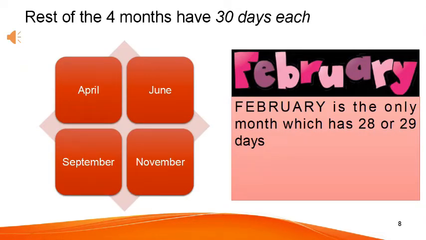Children, there are 4 months which have 30 days each. These months are April, June, September and November. February is the only month which has 28 or 29 days.